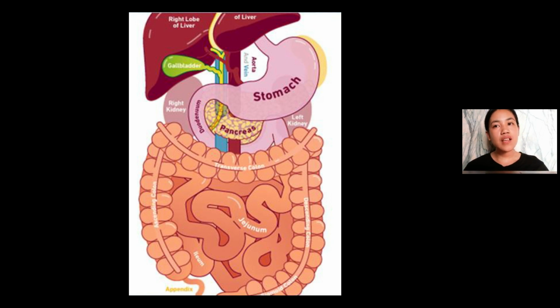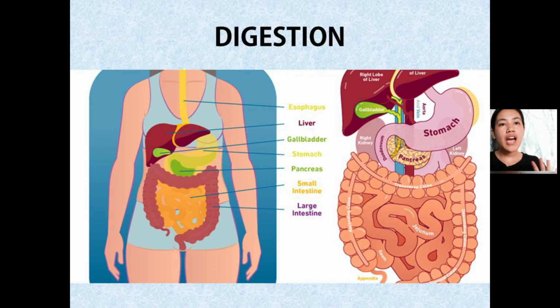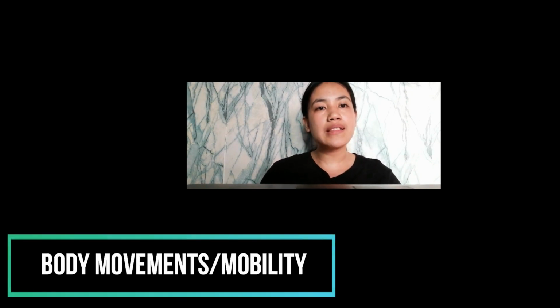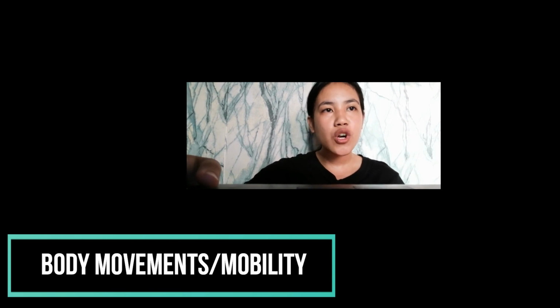Therefore, the muscular system functions as a transporter of nutrients to all parts of the body and helps in digestion through the smooth muscle. As a summary of my discussion, I have listed the 6 functions of the muscular system. First is body movement or mobility, in which the muscular system allows movement throughout the body. It is the main or major function of the muscular system in the body.